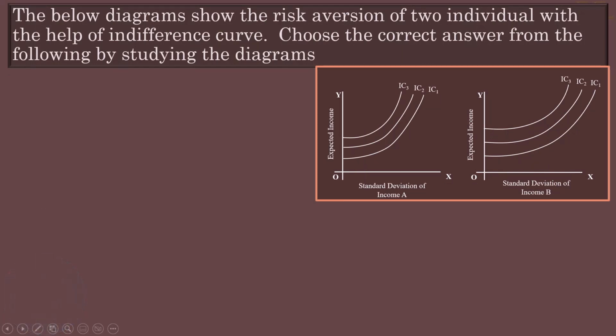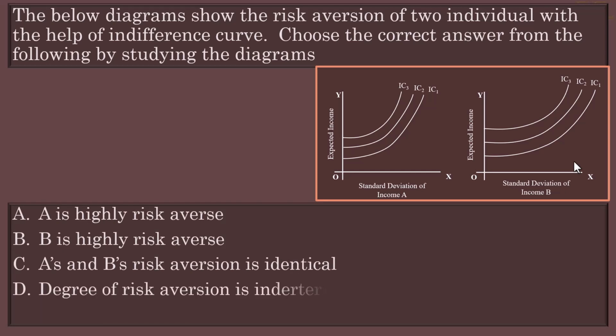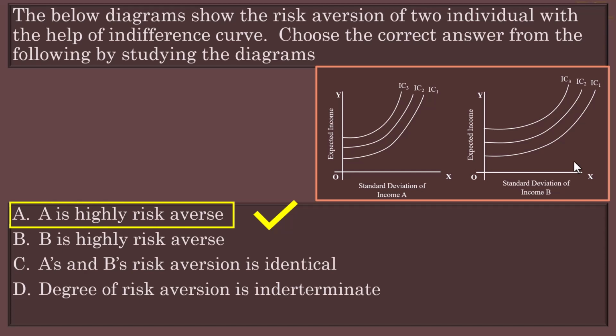The below diagram shows the risk aversion of two individuals with the help of indifference curves. Choose the correct answer from the following by studying the diagrams. A is highly risk averse. B is highly risk averse. A's and B's risk aversion is identical. Degree of risk aversion is indeterminate. The correct answer is A is highly risk averse.